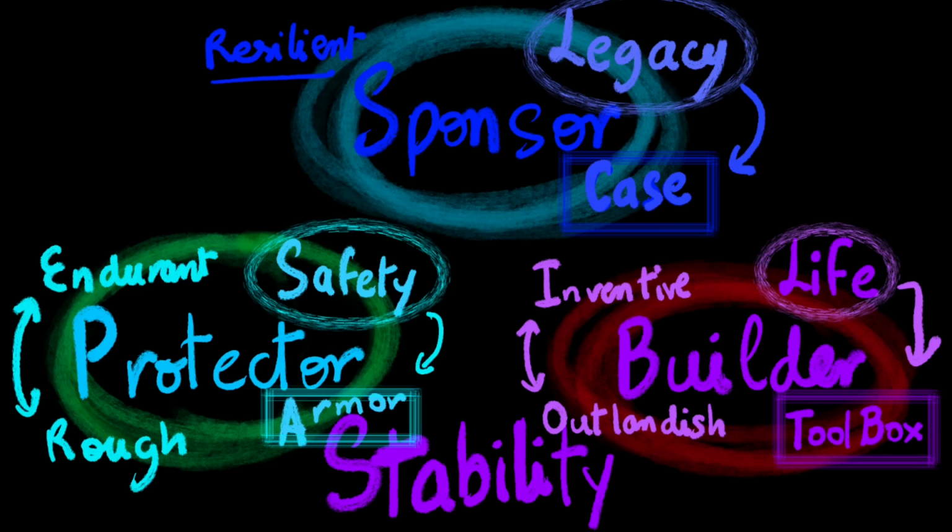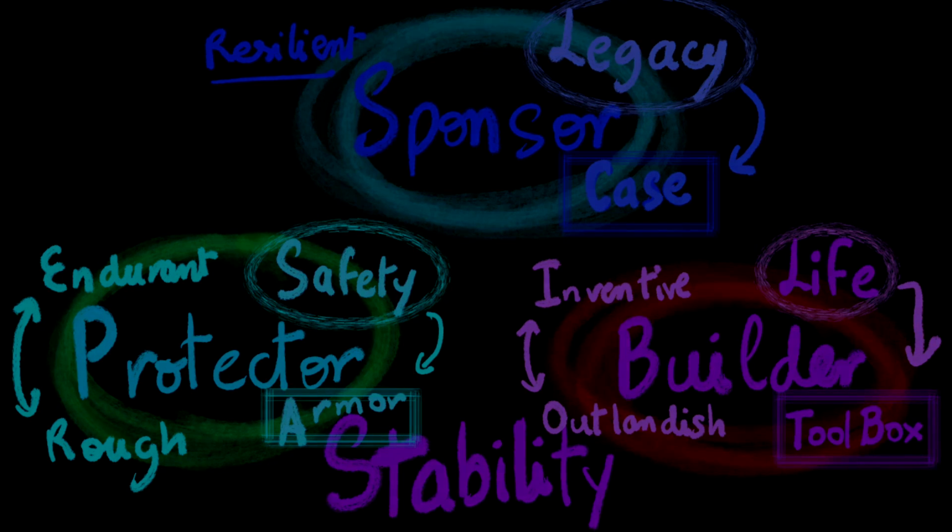The builder is inventive, which is why most of the characters might perceive her as outlandish. Her main motivation is to create life, or life as she imagined it, not necessarily living biological creatures, but creatures which resemble life. And in this manner, she will insufflate life in her creation. Her symbol is the toolbox.